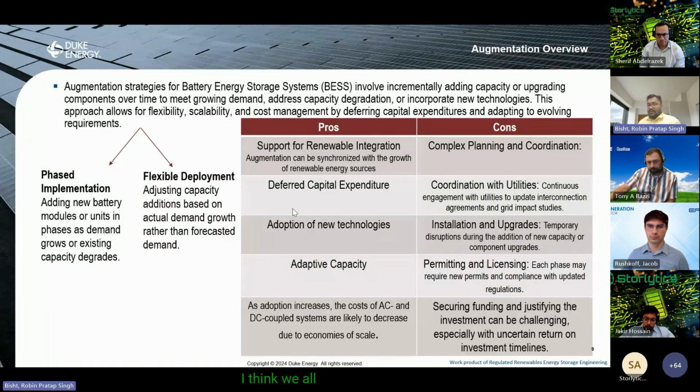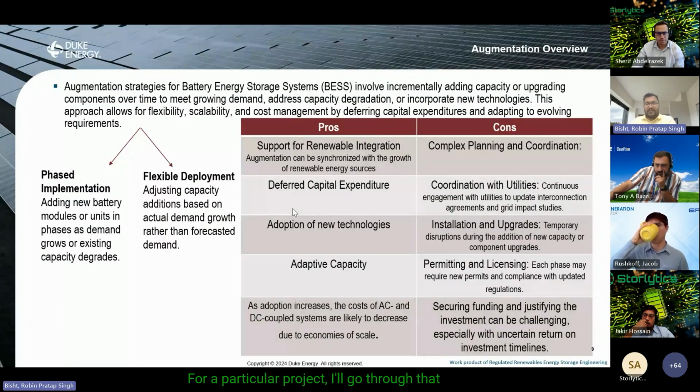Cons, I think we all know it's definitely very complex in planning and coordination. I think we are already seeing a lot of studies as to when the augmentation cycle needs to be, how do we align it. And we have a case study at the end of the presentation where we tried coordinating it for a particular project. I'll go through that and we can talk about more there.